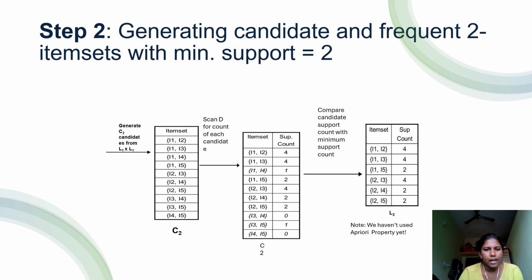So that is I1, I2, I1, I3, I1, I4 and I1, I5. From here I1 will be excluded. So I2, I3, I2, I4, I2, I5. Again here I2, I1 is being excluded. So I3, I4, I3, I5. And last it is I4, I5. So here we scan D for the count of each candidate.